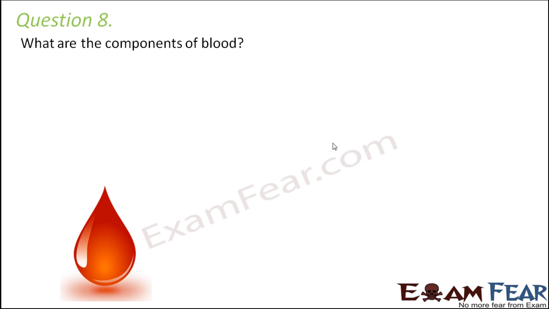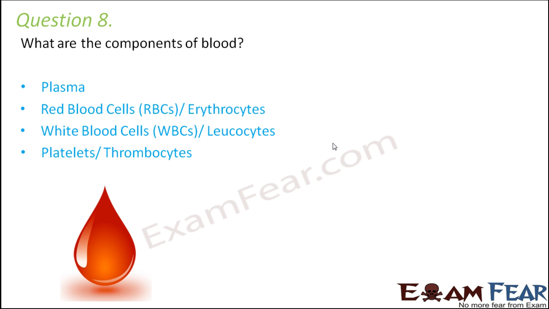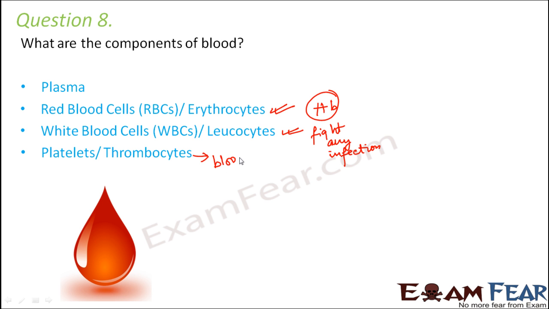Question number 8. What are the components of blood? By now we have already seen the 4 important components, that is plasma, red blood cells, white blood cells and platelets. Out of these, red blood cells contain the pigment hemoglobin, because of which they are red in color. White blood cells are present in very less abundance when compared to red blood cells or other components, but they perform a very crucial job, that is they help to fight against infections, and that's how they build the immune system of the body. Platelets are very small sized cells, but they help in blood clotting, which is again a very important function.